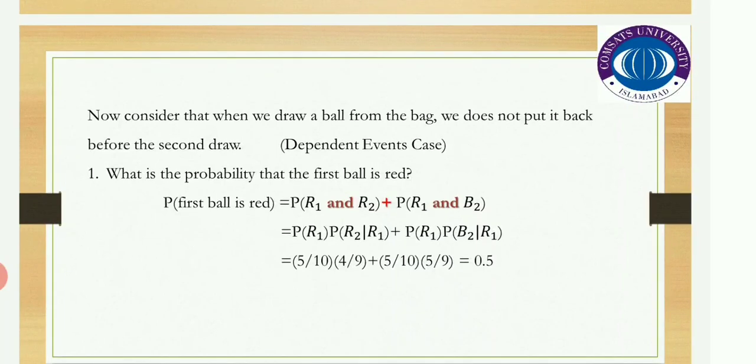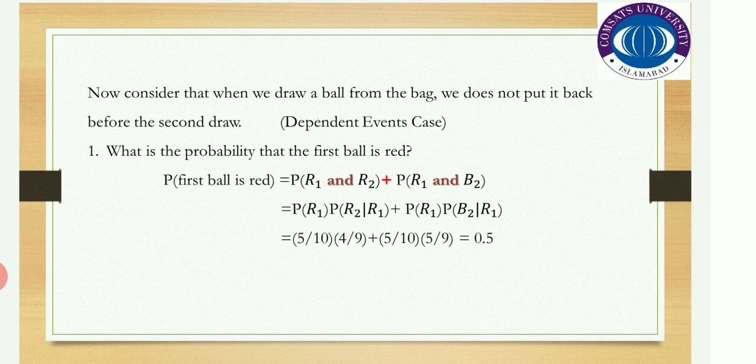Now in the same example, consider that when we draw a ball from the bag, we do not put it back before the second draw. This would be the case for dependent events. Now, the first one is, what is the probability that the first ball is red? Again, the same question, but now the scenario is changed as we have not put back the first ball before drawing the second ball.